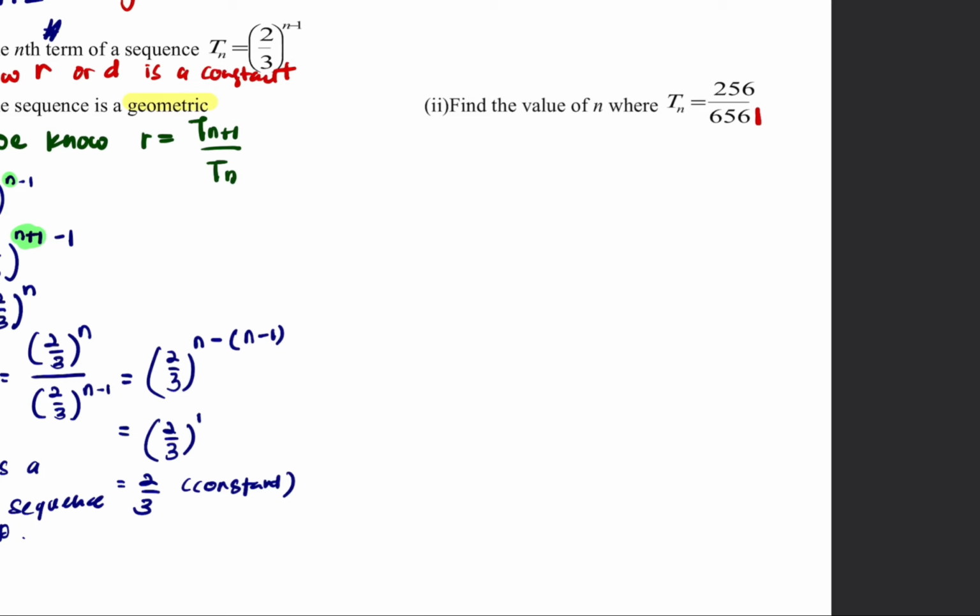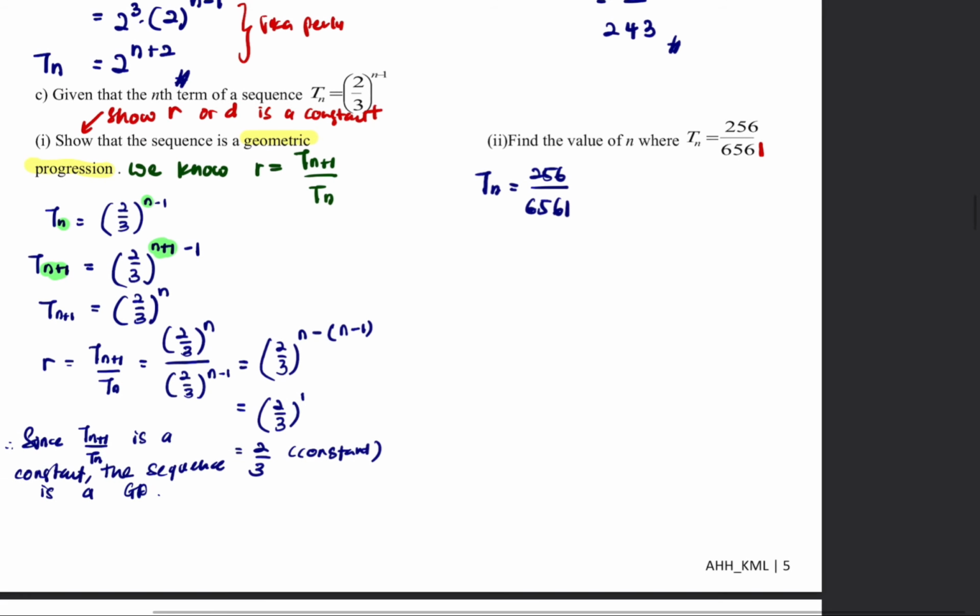Okay. So find the value of n, which is we want to find n. We have the nth term. We have Tn equals to 256 over 6561. Okay. So what do we have here? We have our Tn. Tn is a general term, which is ar^(n-1). Okay, we actually have our Tn from here. So we can use our nth term from the question. (2/3)^(n-1) is equal to 256 over 6561.